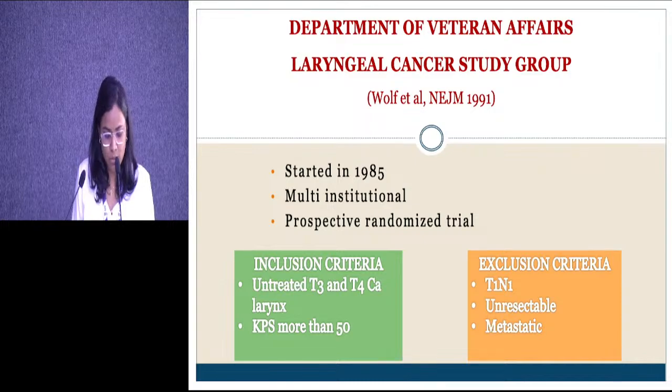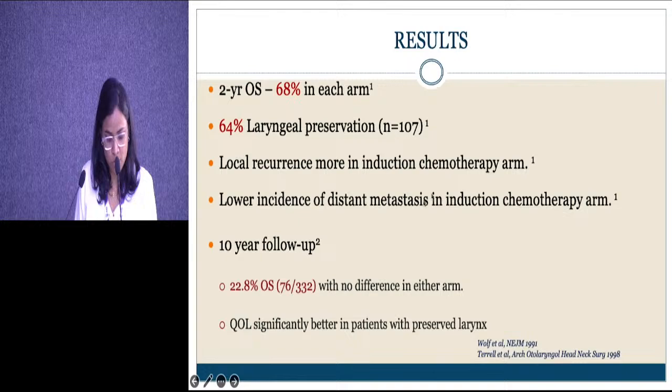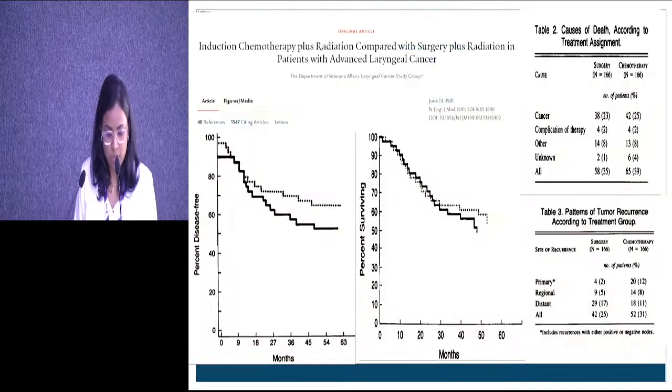This was the inclusion criteria, T3 and T4, and the patients had to be fit, and the control arm was surgery. At that time, that was the standard of care, and this study was designed to look at how you can avoid surgery and preserve the larynx. And this study showed that laryngeal preservation is possible without worsening the overall survival. So at 2 years, it was 68% in each arm, and there was a 64% laryngeal preservation rate. And even at 10 years, both the arms had a survival of around 22% without worsening of the survival when the larynx was preserved. And that is how we started using larynx preservation approaches.